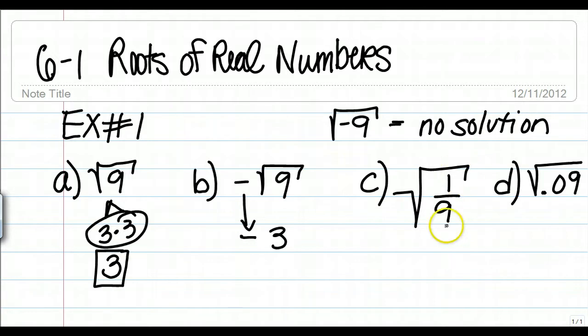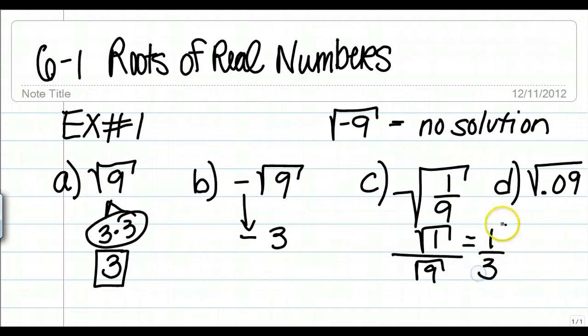Here, whenever you have a fraction, you will take the square root of the top and the square root of the bottom. Well, 1 times 1 is 1, so I'll just have 1, and 3 times 3 is 9. So your answer is 1/3.